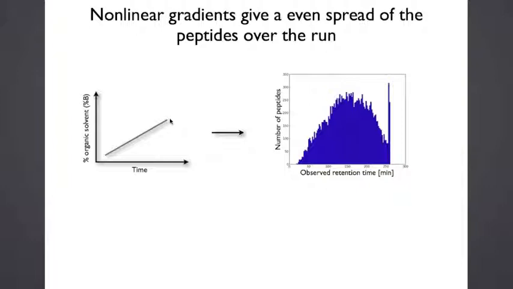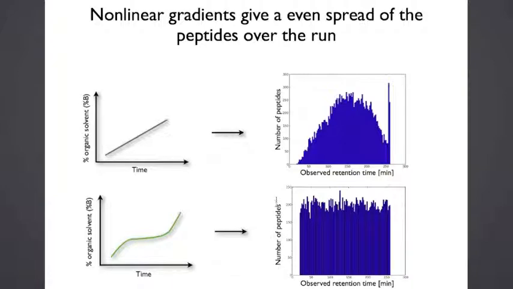The problem with using this kind of linear gradient is that it gives an unequal distribution of the peptides over the run. So this is the distribution that we obtain for one of our runs. Here on the horizontal axis we have the observed retention time, and on the vertical axis the number of peptides. As you can see, there are quite few peptides eluting in the beginning of the run and many more in the middle of the run. Following this observation, we wondered whether we can design a nonlinear gradient function such that we would obtain a uniform distribution of the peptides over the run. So the same number of peptides will elute in a time unit.